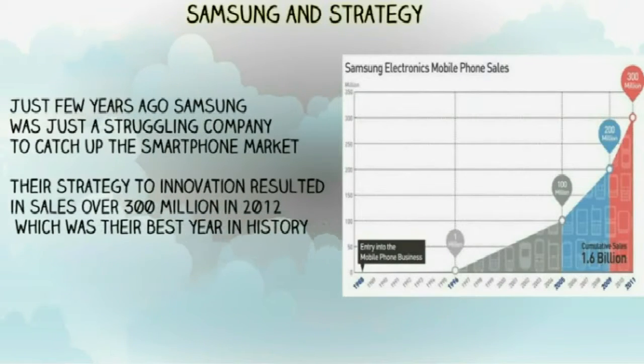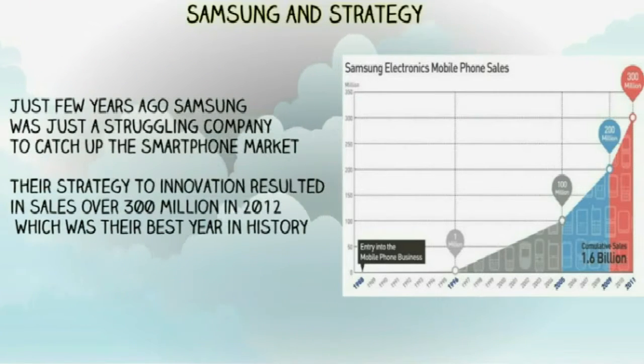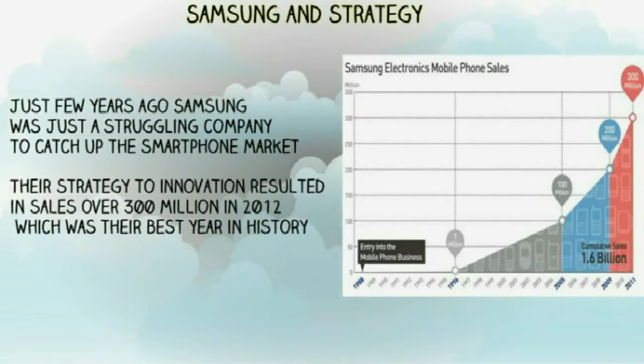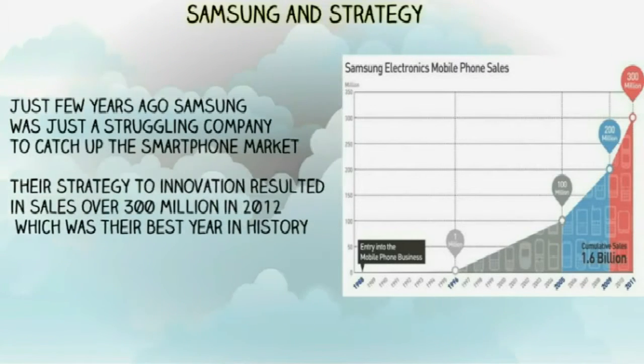Now we are going to look at strategy with Samsung Electronics mobile phone sales. Just a few years ago Samsung was a struggling company trying to catch up in the smartphone market. Their strategy of innovation resulted in sales of over 300 million in 2012, which was their best year in history. You can get a clearer idea of this by looking at the chart with actual sales data of Samsung mobiles.